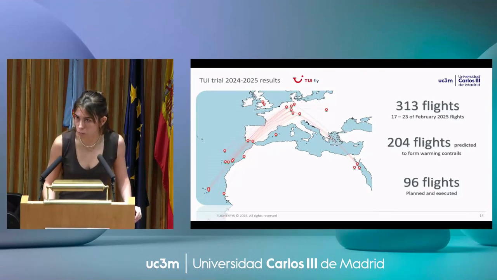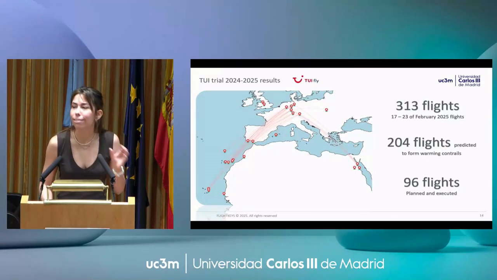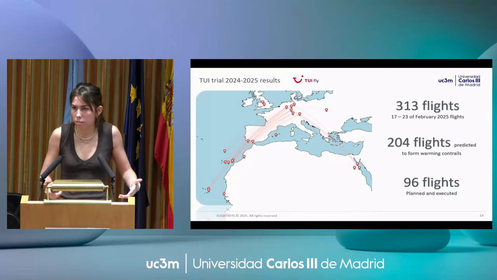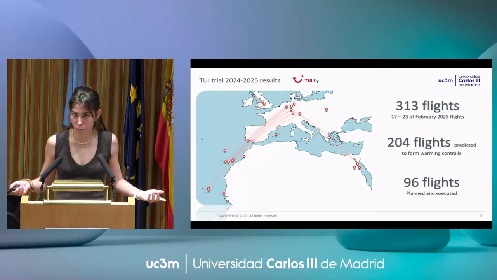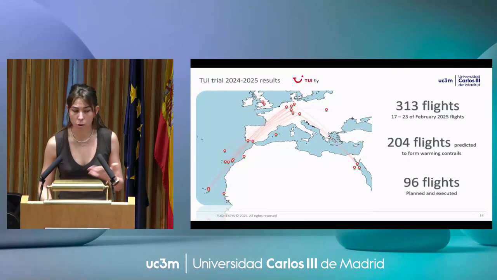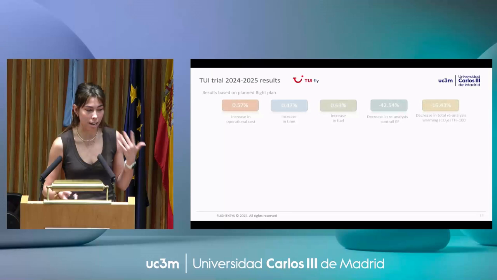It was also a very tough week, I have to say. Usually you're looking at 10% of flights estimated to have contrail warming, and in this specific week, it was just preposterous because there were 200 flights out of 300. But still, they did really well. They managed to execute 96.